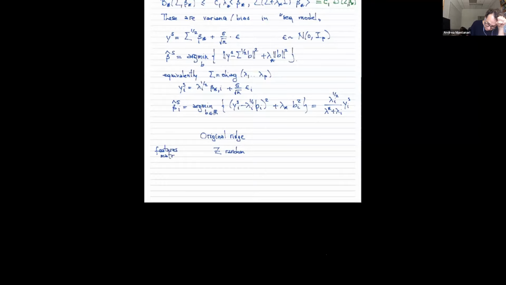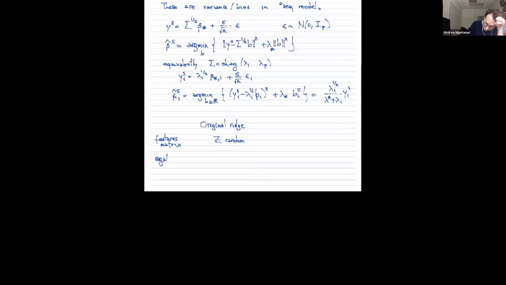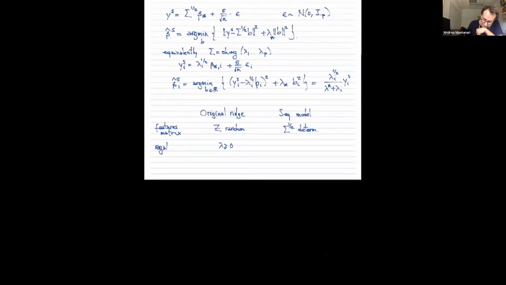And the regularization is some lambda that is bigger or equal than zero. And then there is a sequence model that has instead a deterministic design matrix that is sigma 1/2. And you have a different regularization. Okay. Now, interestingly, as we'll see in a minute, this new regularization is strictly larger than the original one. So passing from the original model to the sequence model pushes up the regularization value.